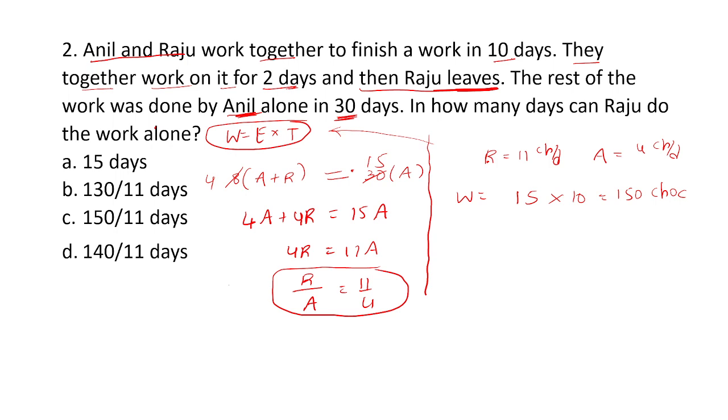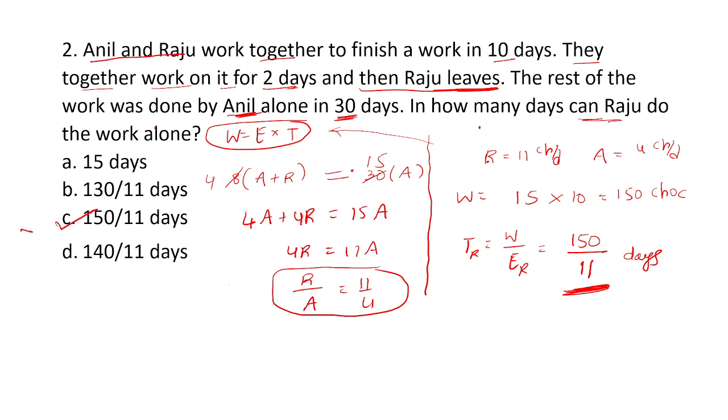Now simple. We need to find in how many days Raju alone can complete the work. So you need to calculate the time of Raju. We know that time is work by efficiency. So total work by Raju's efficiency, where total work we have assumed as 150 from the ratio, and from the ratio we have assumed Raju's efficiency as 11. So 150 upon 11 days. This is my problem's answer. I hope you got it. So this is how we assume efficiencies from the ratios and calculate. So our answer is option C.